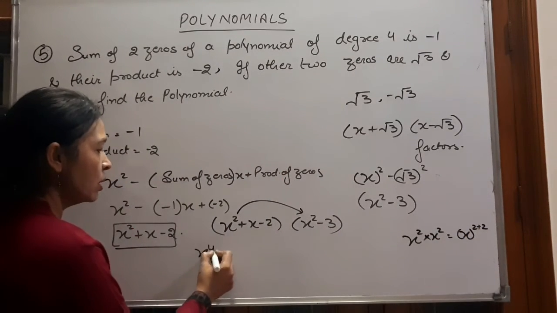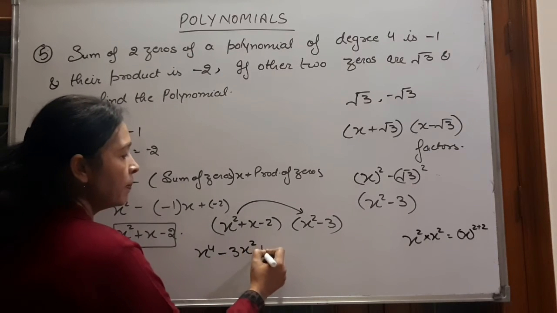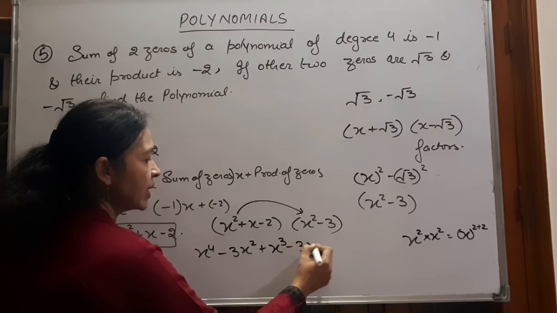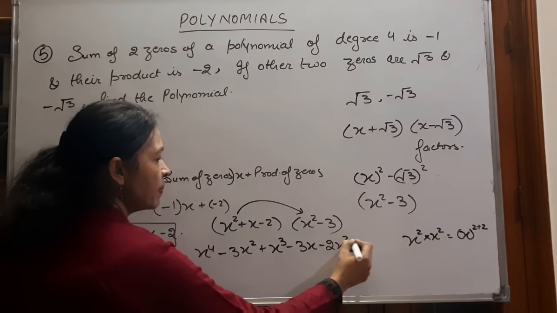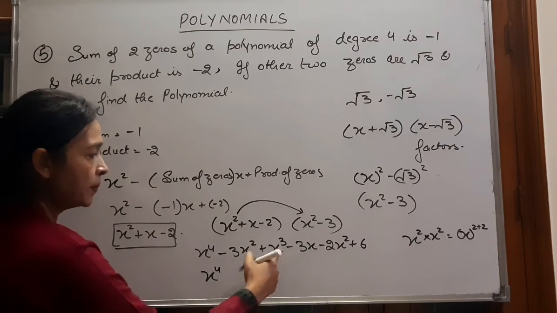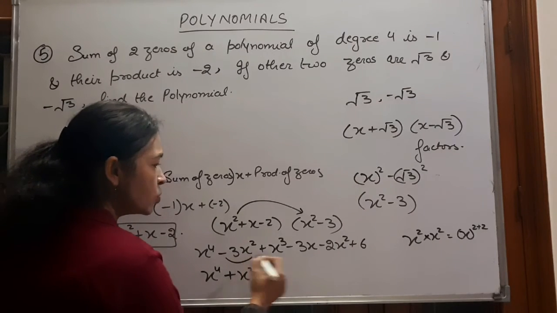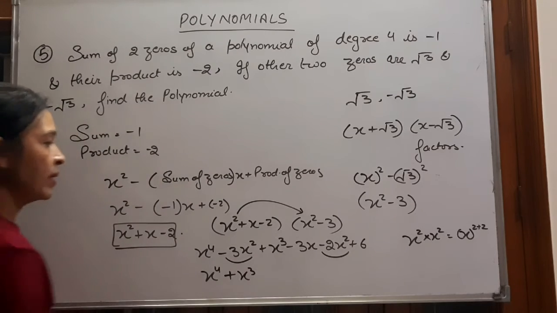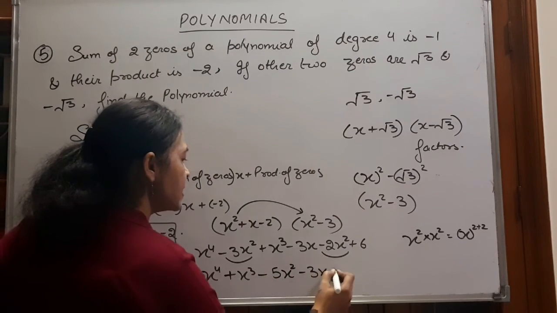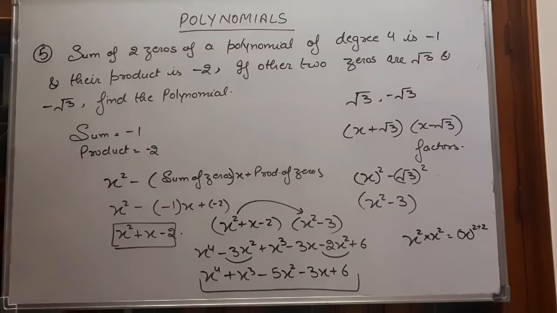We have x to the power 4, minus 3x square, plus x into x square, x to the power 3, minus 3x, minus 2x square plus 6. We have x to the power 4 plus x cube minus 3x square and minus 2x square. We have minus 5x square minus 3x plus 6. This is our polynomial with degree 4.